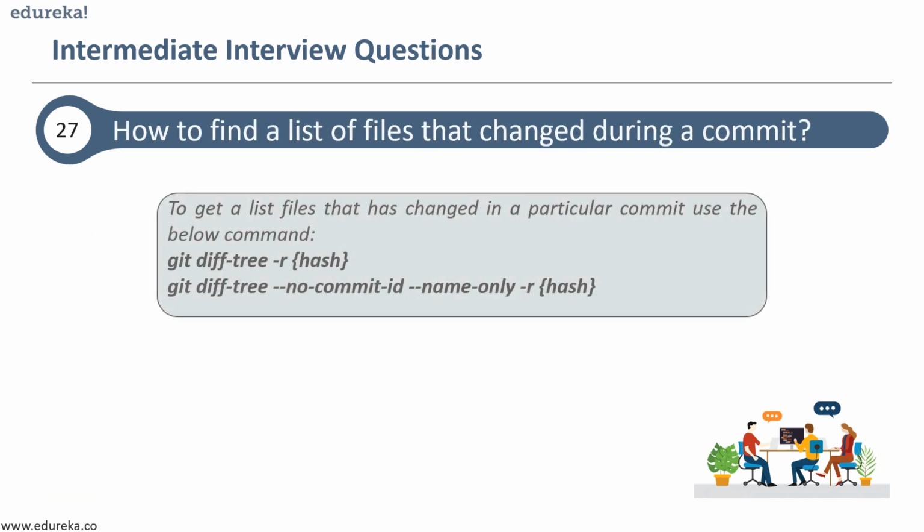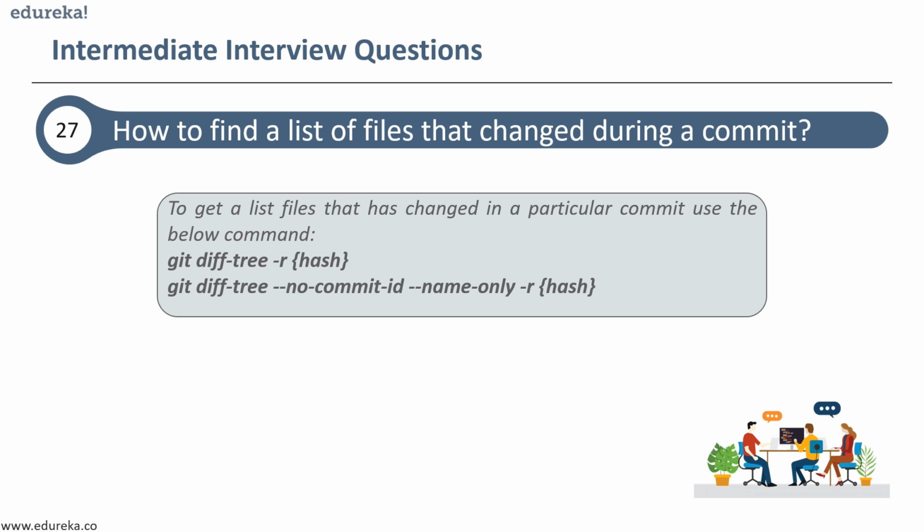The next question is, how do you find a list of files that has changed in a particular commit? To get a list of files that has changed in a particular commit, use the command, as you can see here on this slide, git diff-tree -r and the hash. Given the commit hash, this will list all the files that were changed or added in that commit. The -r flag makes the command list individual files rather than collapsing them into the root directory names only.